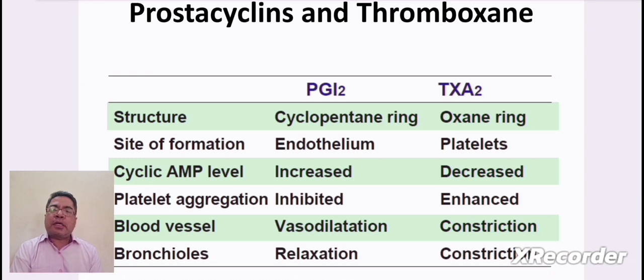In prostacyclin, vasodilation is seen in blood vessels, whereas in thromboxane A2, constriction is seen in blood vessels. In prostacyclin, relaxation is seen in bronchioles, whereas in thromboxane A2, constriction is seen in bronchioles.